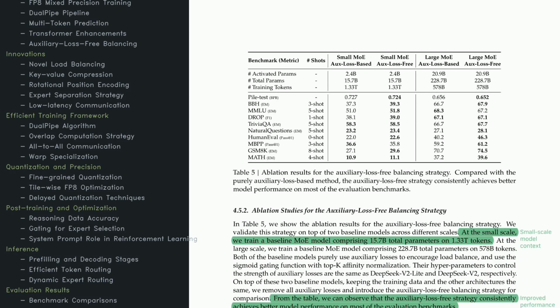This page covers the auxiliary loss-free balancing strategy, also tested in ablation form. Again, two scales are tested, 15.7B parameters and 228.7B parameters. Compared to standard auxiliary loss-based methods, the auxiliary loss-free version did better on many benchmarks. It balances the workload across experts without extra compute. Essentially, it shows that ditching the auxiliary loss can increase efficiency and maintain strong results.